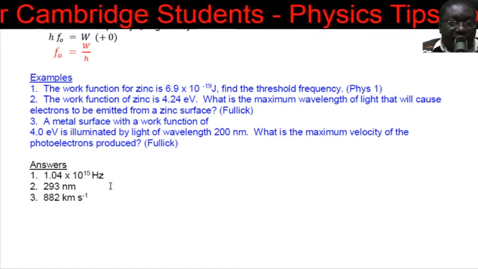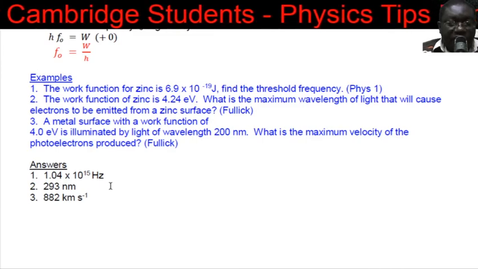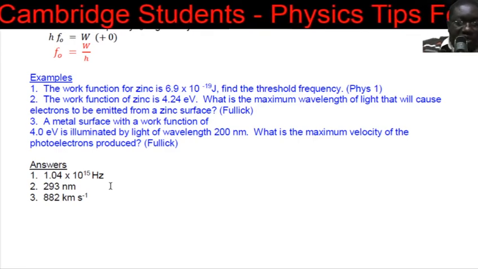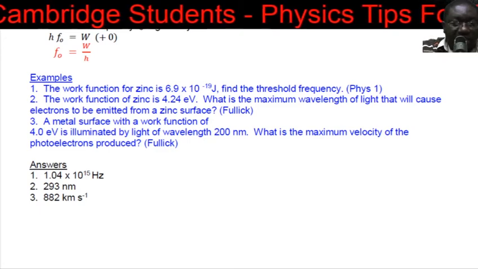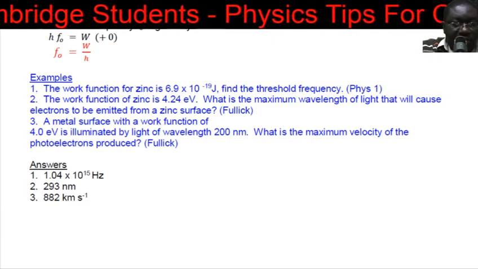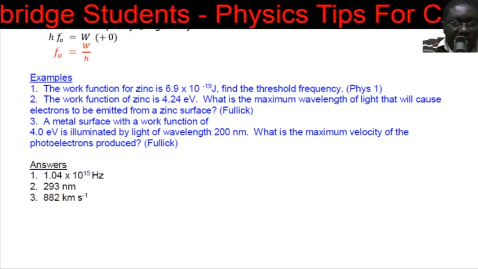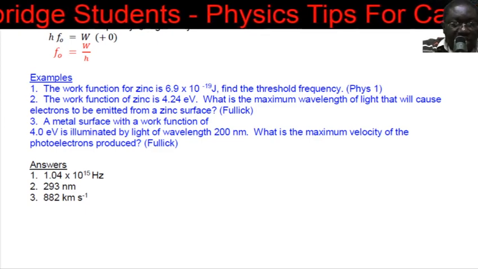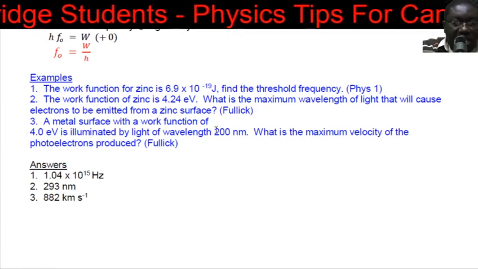Number 3: a metal surface with a work function of 4.0 eV is illuminated by light of wavelength 200 nanometers. What is the maximum velocity of the photoelectrons produced? We now use the full equation: hf equals work function plus half mv squared. Convert the eV to joules, and that will be your work function. Then hc over lambda will be equal to your hf. To find the maximum kinetic energy, it will be hf minus work function. Please make sure to leave your answer in kilometers per second so that you can compare.